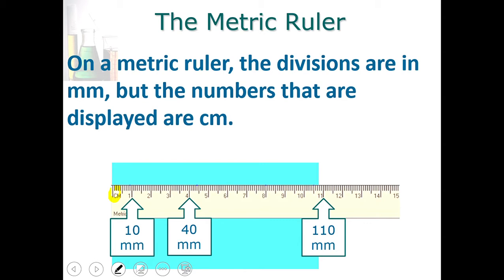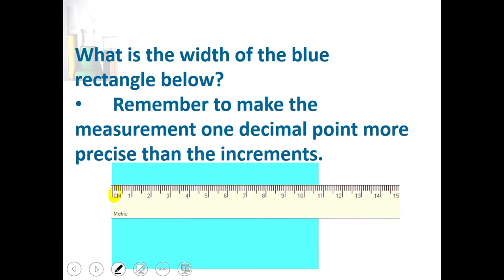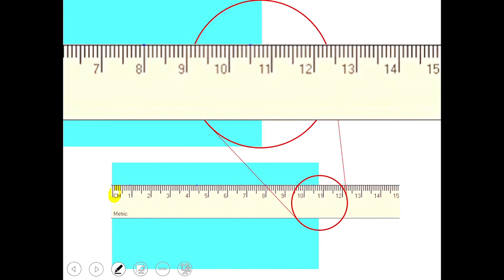Now we need to adjust so that we can record with the actual precision of the instrument. So what would be the width of the blue rectangle here below? Remember, we need to make the measurement 1 decimal point more precise than the increments. So let's zoom in and see where the end of the rectangle falls. If the left end is placed exactly at the 0 centimeter mark, we can see that it lies somewhere between 10.7 and 10.8 centimeters, or between 107 and 108 millimeters.